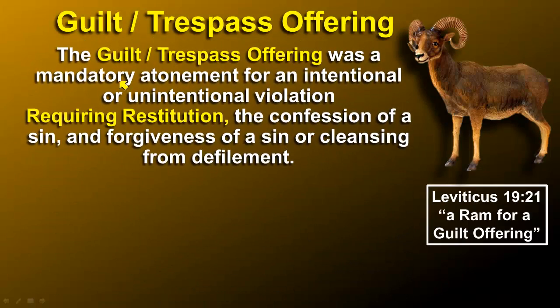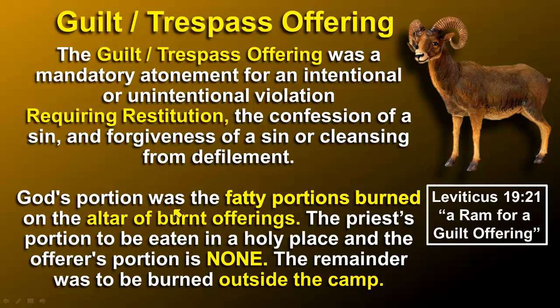Okay, let's look at the guilt or trespass offering. Now, this was a mandatory atonement for an intentional or unintentional violation that requires restitution, the confession of sin and the forgiveness of sin or cleansing from defilement. So God's portion of this offering was the fatty portions, and it was burned on the altar of burnt offerings. Then the priest's portion was to be eaten in the holy place by the priest, and the offender's portion was none because he sinned. And then the remainder was to be burned outside the camp.